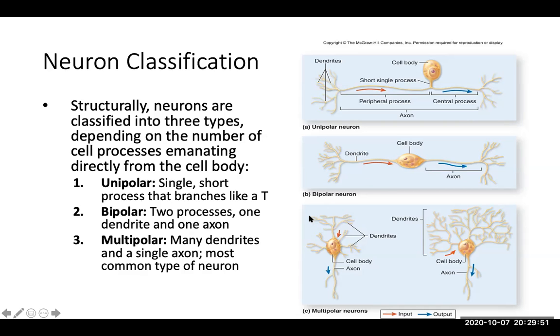And the multipolar, this is the most common type of neuron. It will have many dendrites and usually one single axon. And different types of neurons are found in different parts of the body, but the multipolar are the most common and the ones that you'll be studying most in anatomy and physiology.